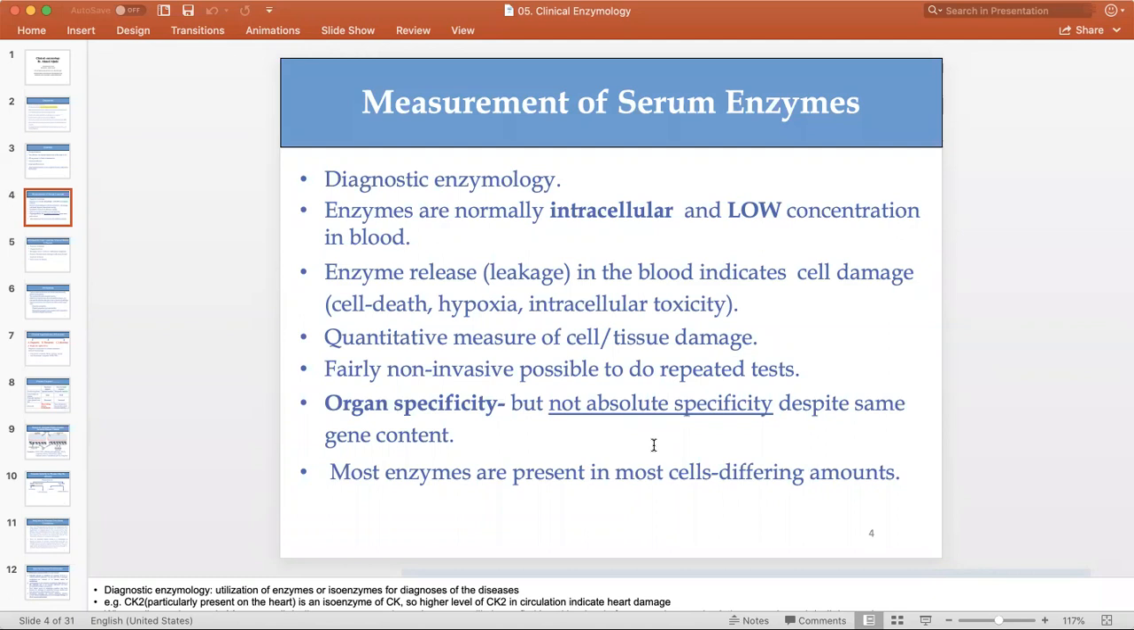The other feature of enzymes is that they are organ specific, but not absolutely specific, as I mentioned. They are known to be present in certain tissues, in certain cells, but this is not always true. They can be present in more than one tissue, like an enzyme can be present in the liver and also in the muscle, or it can be present in the heart. So although it has a specificity, this is not always true. Most enzymes are present in most cells, but their amounts are different.